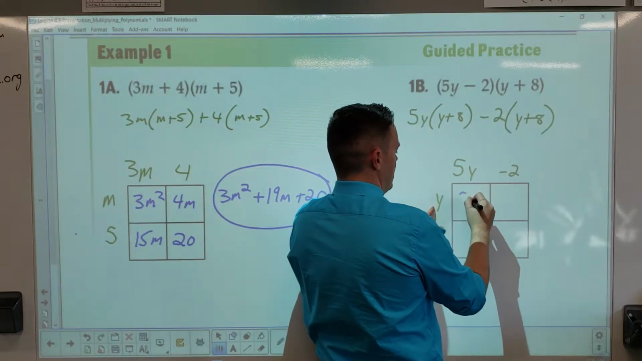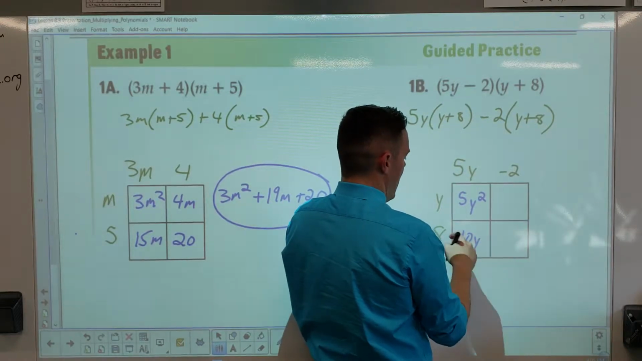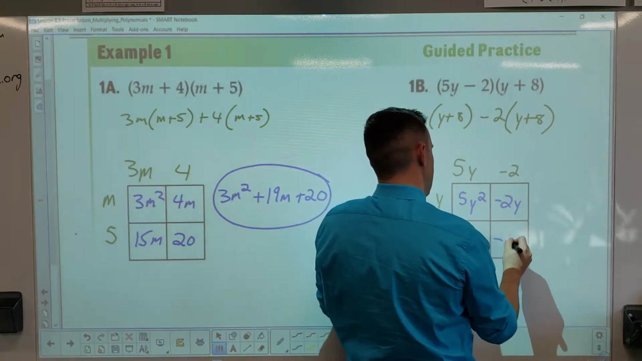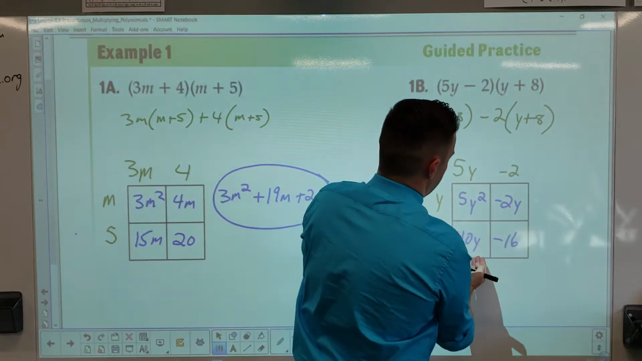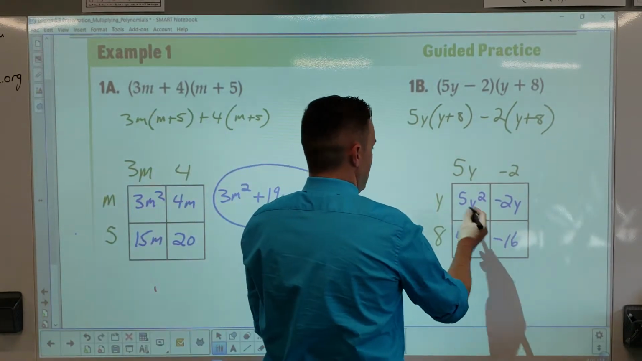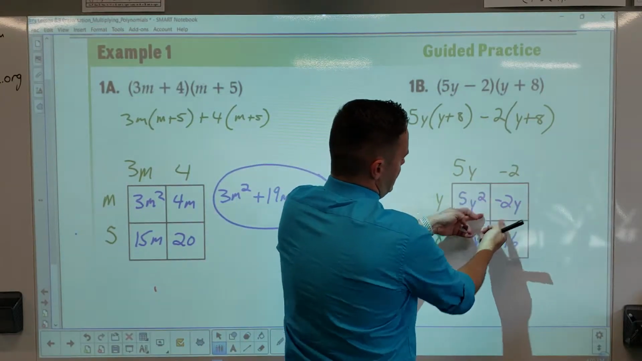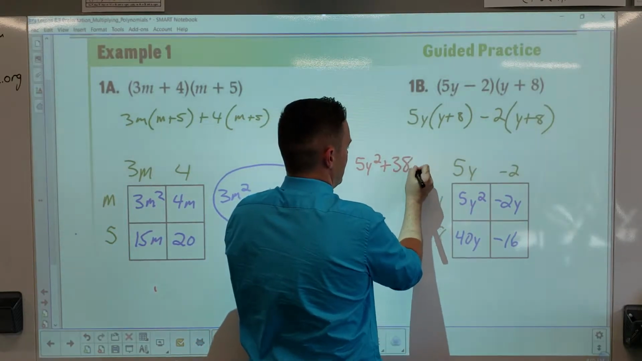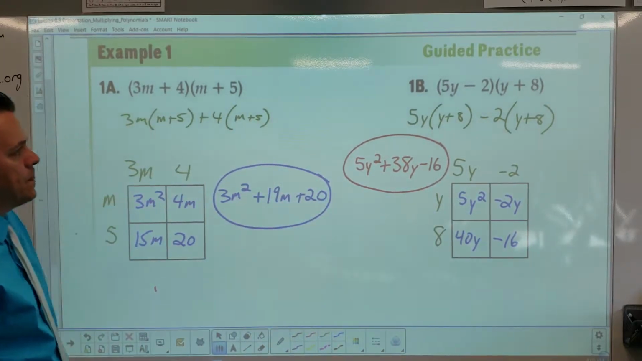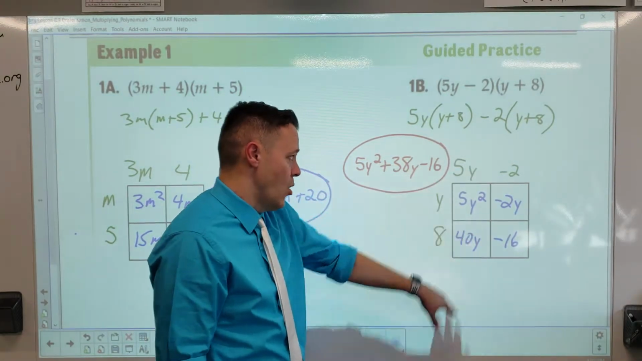5y times y, 5y squared. 5 times 8 is 40, and then there's a y. y times negative 2 would be that. 8 times negative 2 would be negative 16. Add those two together, and let me change the color to distinguish it. You would end up with 5y squared. Add these together, plus 38y minus 16. Okay? It's however you want to do it, ladies and gentlemen, but either do distribution like this, or you can do that.